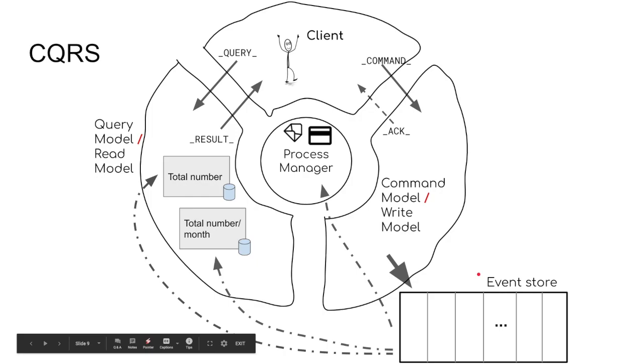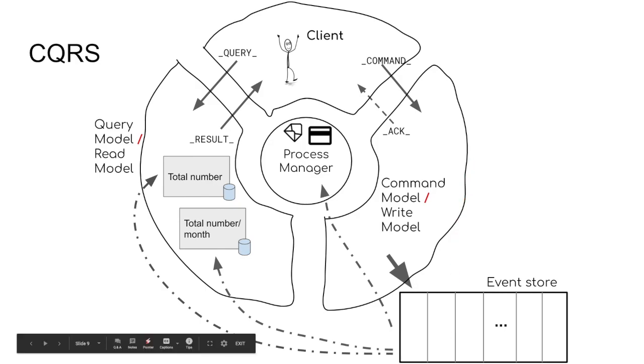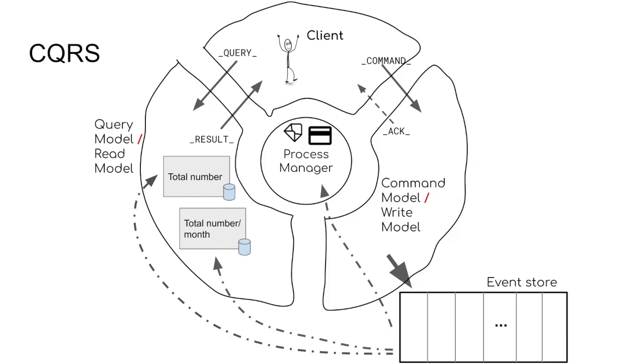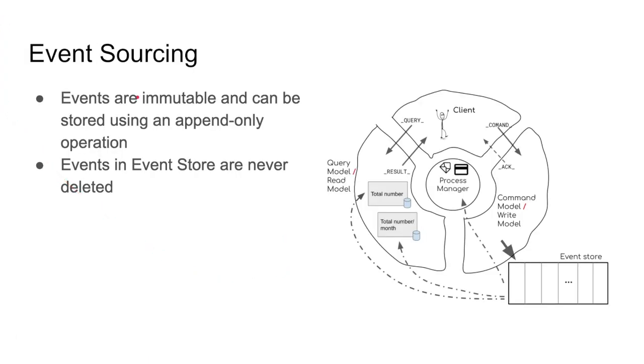The nice thing about this approach is if some service in the query model or process manager crashes at any time, we can just replay all the event messages from the event store for the model, and you'll get the same data again. If you need to change any schema in the read model, we can just change the schema and replay the messages again, which in the traditional approach is not always possible. You might lose some data forever. Now we are storing all the events in the store, and this is actually event sourcing. In event sourcing, there are some rules: events are immutable and can be stored using an append-only operation. And also events in the event store are never deleted.